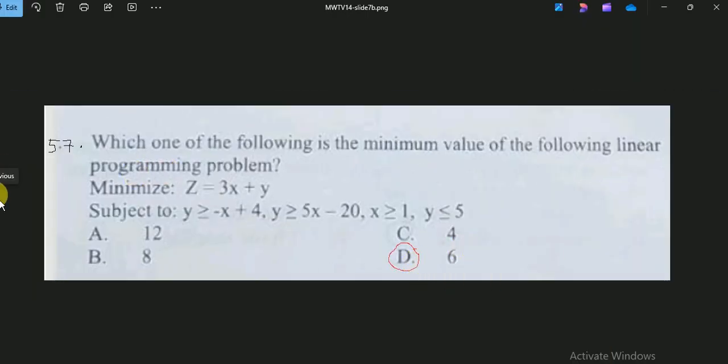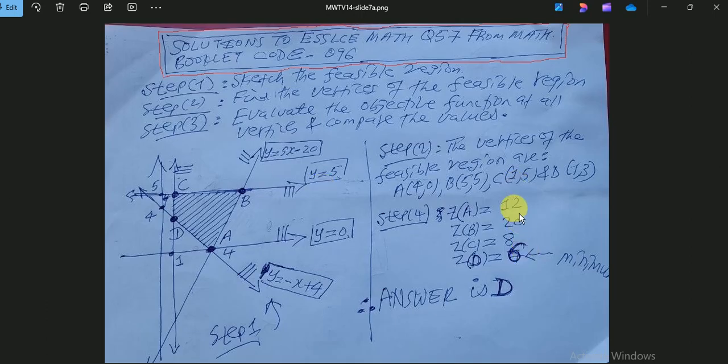But why do we compare only values at vertices? This is due to a theorem called the fundamental theorem of linear programming. That theorem says the minimum value of a linear programming problem occurs at boundary points, at a certain vertex. No need of considering values at other points, interior points. We have to compare only values at vertices.